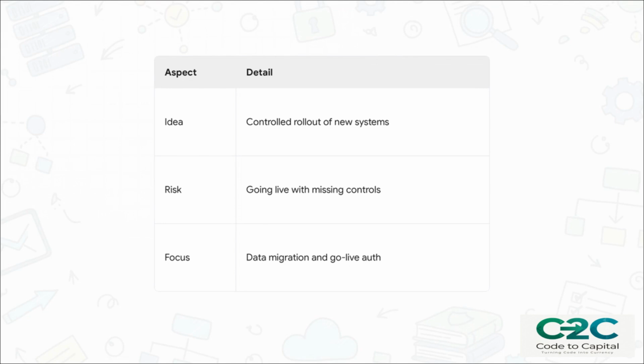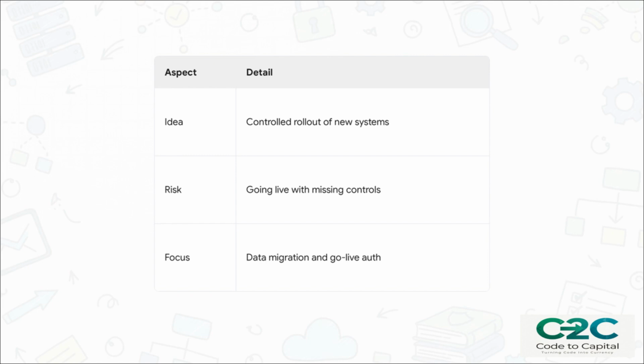Domain 3 is program development. Now, while change management handles those routine day-to-day updates, program development focuses on massive, brand new system implementations. The huge risk here is going live with a totally broken system, missing controls or corrupted data.